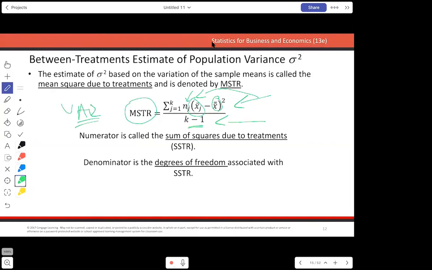All right? So remember what I mentioned to you, that what we're trying to do is to estimate the population variance using 2 different methods. If the estimates are close, it means that H0, we cannot reject H0. And what is H0? H0 is that the means are the same. But if the means are very different, then chances are they came from different populations, which means that we would expect the 2 estimates of the population variance to be different from each other. So the numerator is called the sum of squares due to treatments, and the denominator is the degrees of freedom.